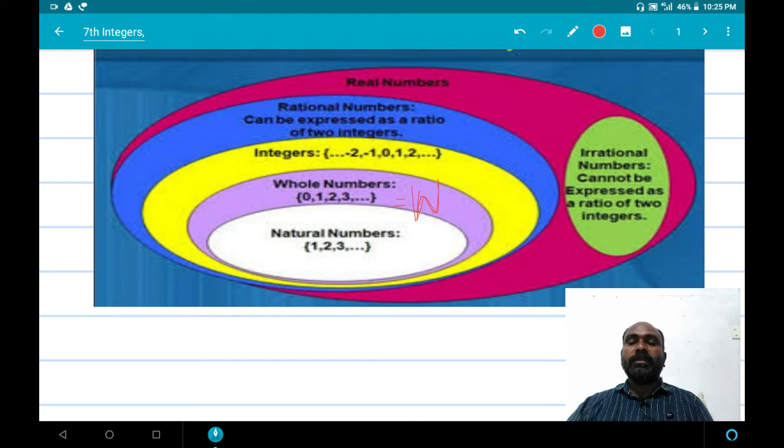And next we add negative numbers. We know natural numbers are 1, 2, 3, etc., and whole numbers are 0, 1, 2, 3. We add negative numbers to whole numbers, then integers are formed. So integers are negative numbers, 0 and positive numbers.